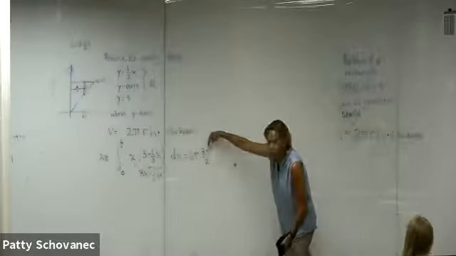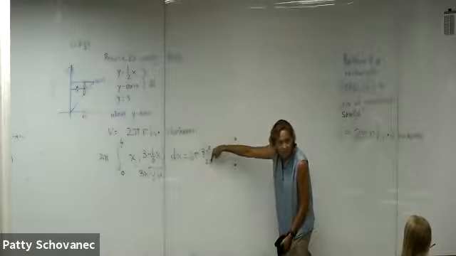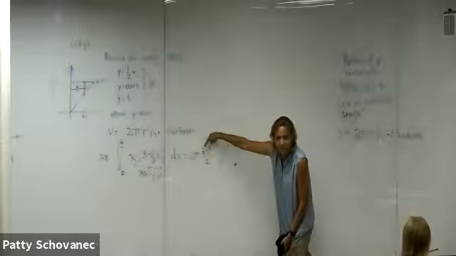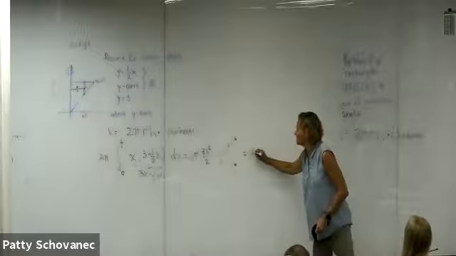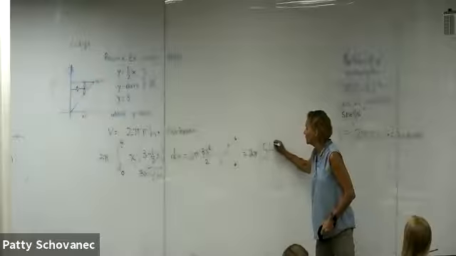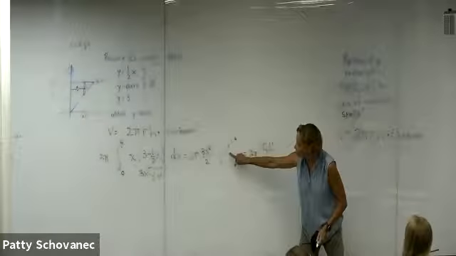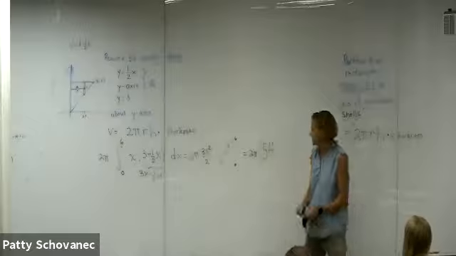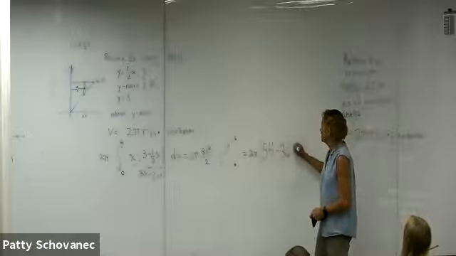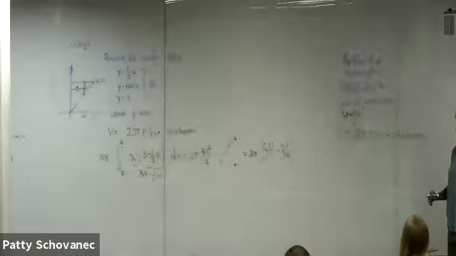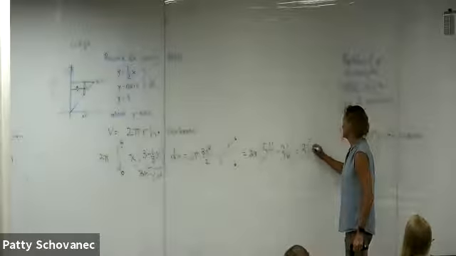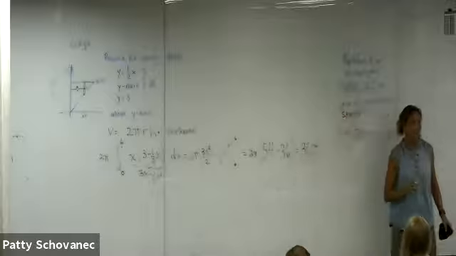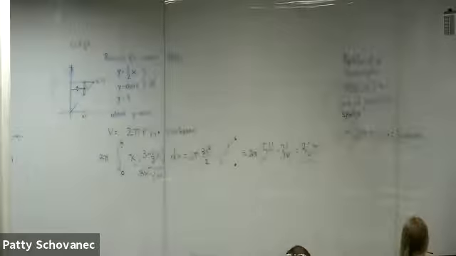Let's see, 6 squared is 36. 36 divided by 2 is 18. 3 times 18 is 54. Six cubed divided by 6 is 6 squared, so 36. Now, 54 minus 36, that would be 18. 2 pi times 18 is 36 pi. Same shape, so it should have the same volume. Just different ways of looking at it, with geometry, with discs, with shells.